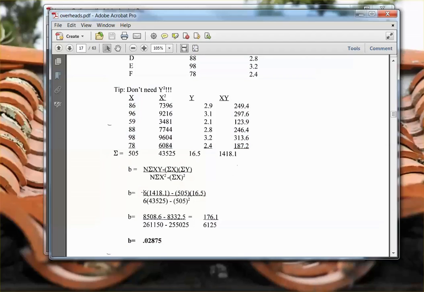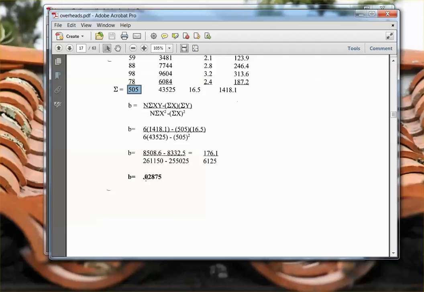So now it's a matter of substituting. We have 6 as the number of pairs of scores. Sum of xy was this value here, 1418.1. Sum of x is 505. Sum of y is 16.5. Then the sum of x squared, and the sum of x, which was 505, you're going to put that in and square that. Then we reduce, we do the math, and you get 0.02875 as our value for our slope.